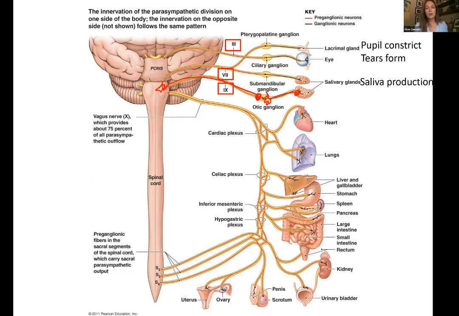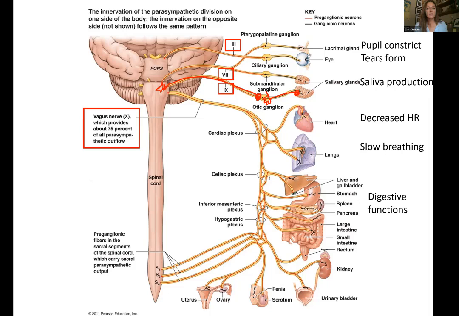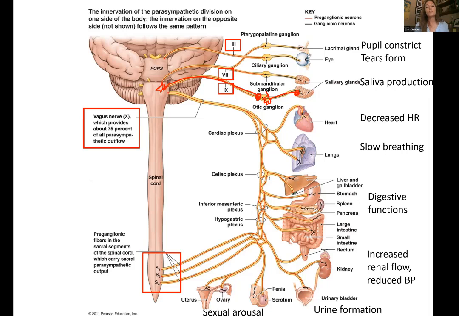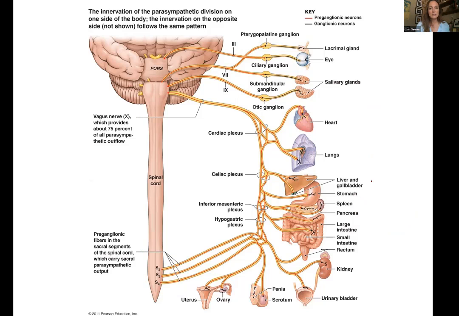The breakdown here of the specific cranial nerves. The vagus nerve is the vast majority of them. So everything is like decreased heart rate, slow breathing. This is us hanging out like a couch potato, or digestive functions, all of that. That's what's going on. This is our mellow side of our autonomic nervous system.